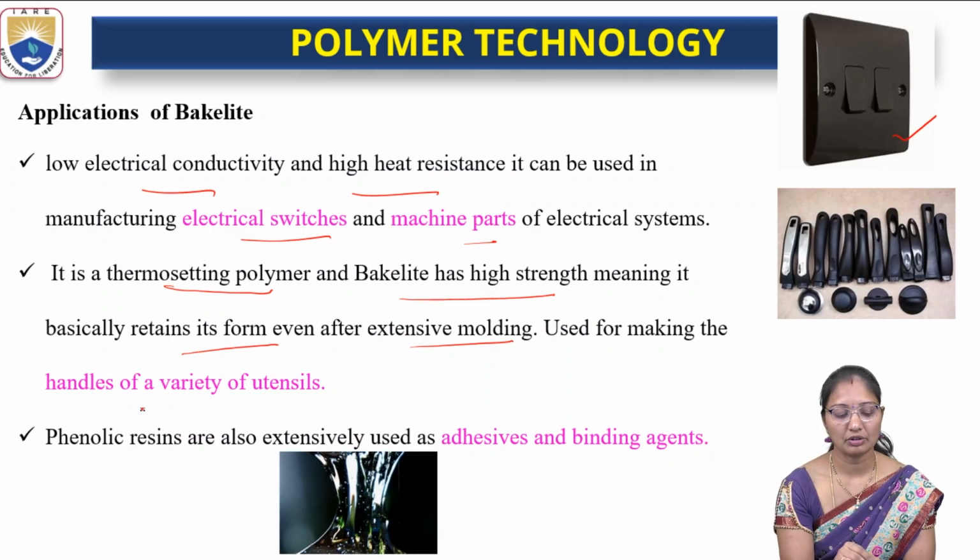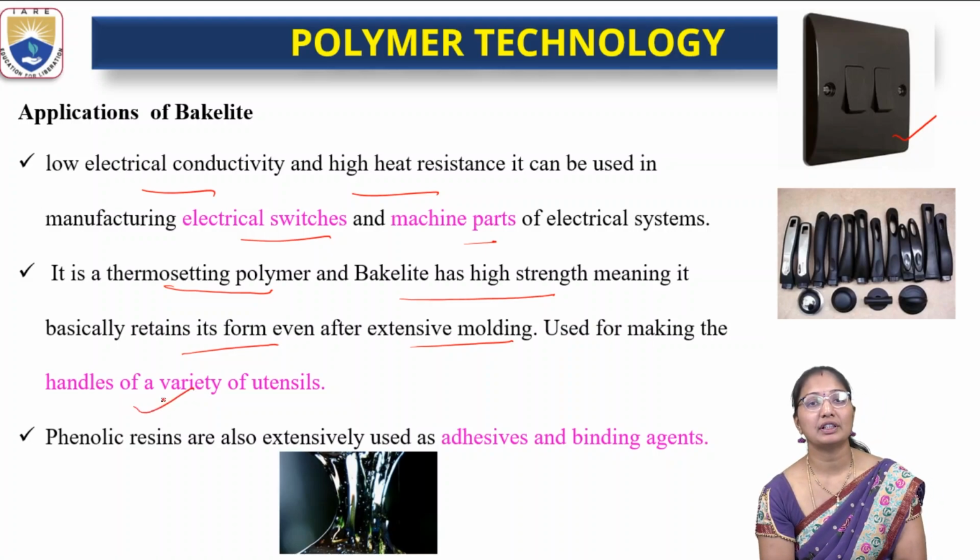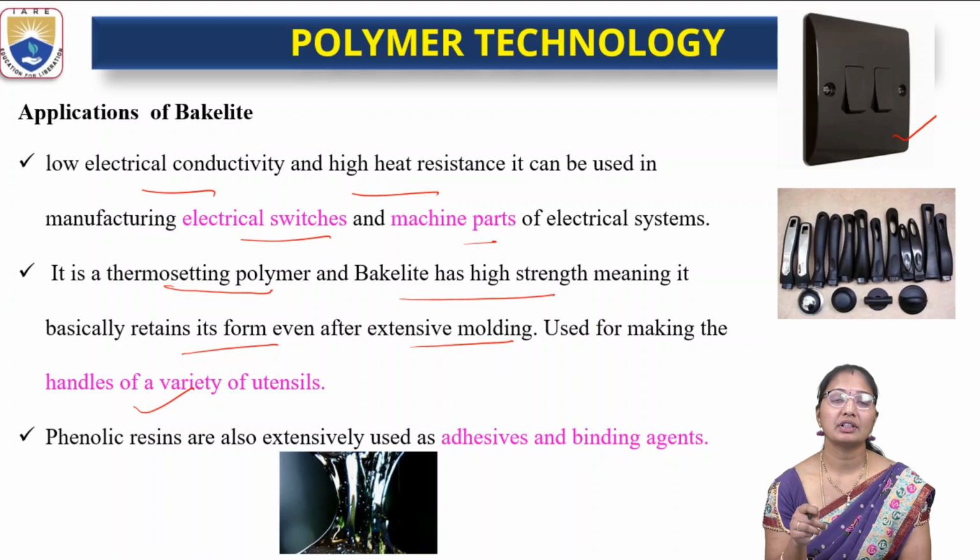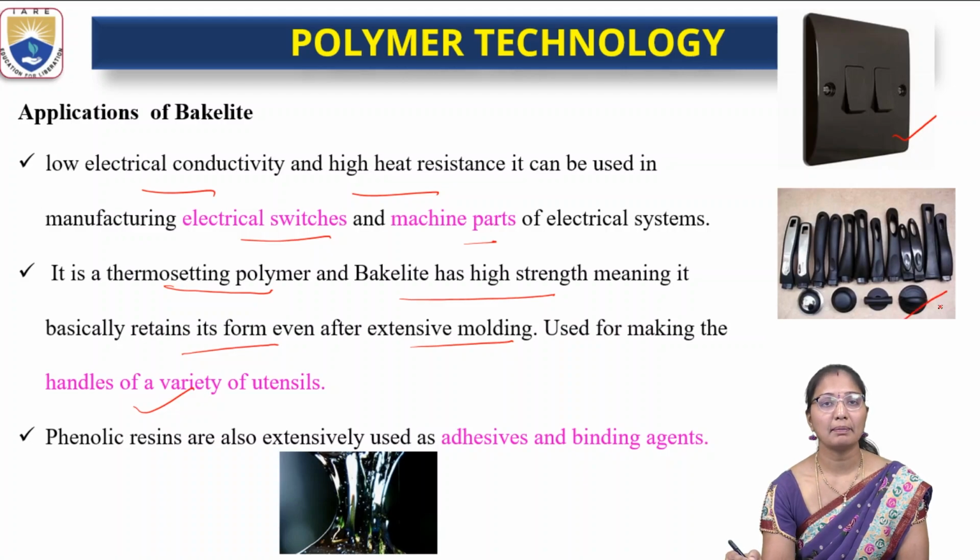So it is used for making a variety of handles of utensils, even gas stove knobs. It should be heat resistant, because higher temperatures are used all the time, or the knobs even in different systems and machine parts where heat is used, all the knobs and handles are made of bakelite, where they are exposed to heat. Because it is heat resistant and has low electrical conductivity, bakelite is preferred normally in all the places. So these are all made of bakelite.